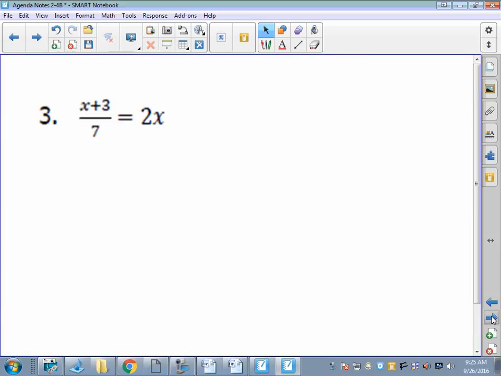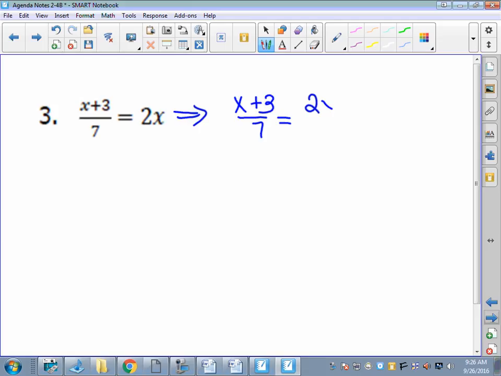And last but not least, let's do a problem like number 3. I've got an x plus 3 over 7 equals 2x. Well, this one I want to do that third possible way, which is cross multiply. However, I mentioned when you cross multiply, you've got to have a fraction equals a fraction. Could I make this 2x into a fraction? What could I put underneath the 2x that keeps it the same? Right, a 1. So I could make that into a fraction.